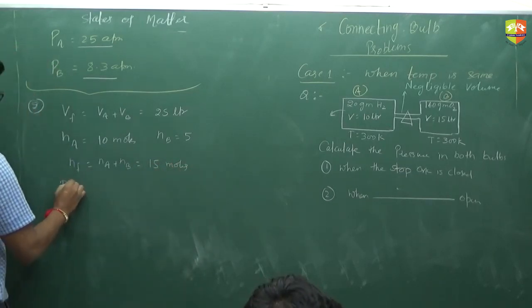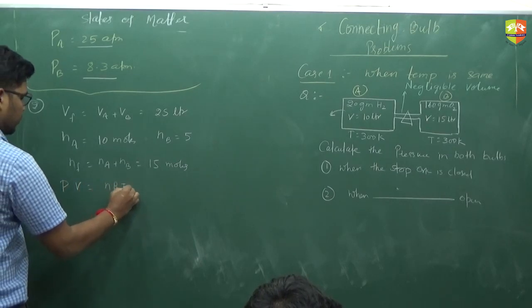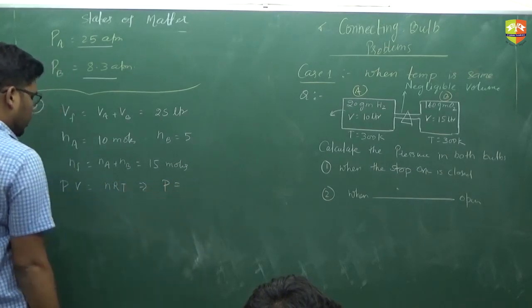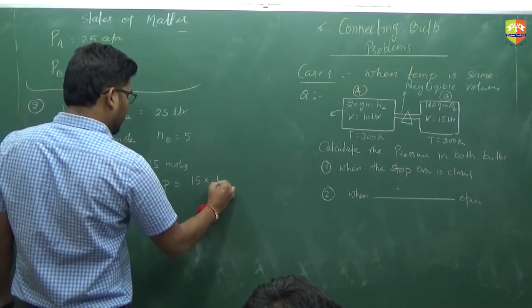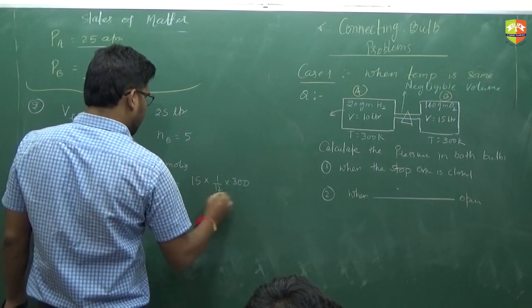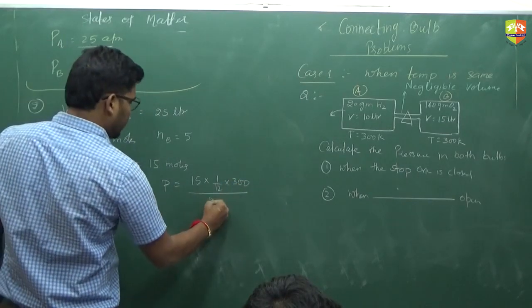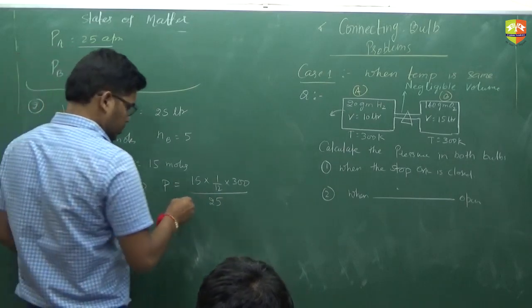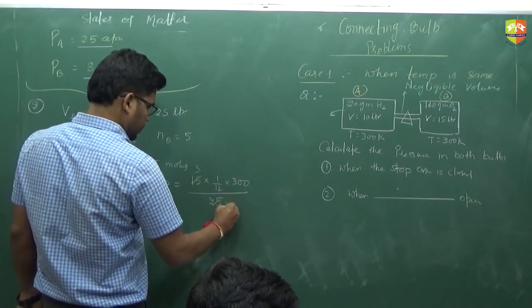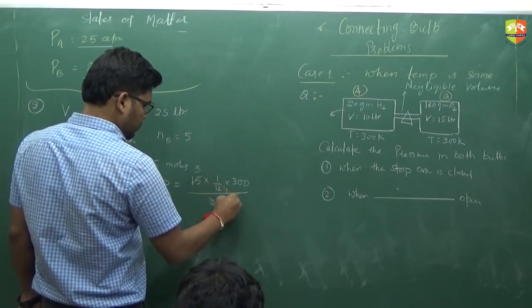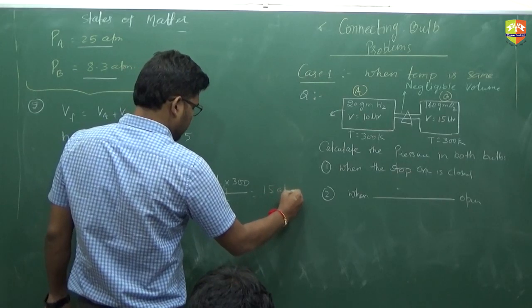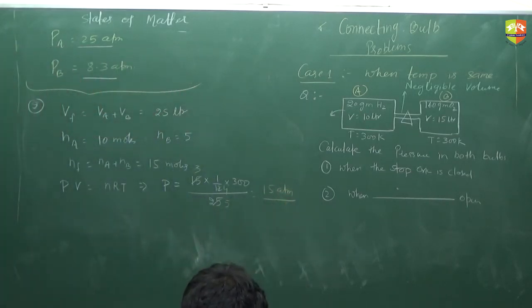And then we apply PV equals nRT. We need to find out the pressure. So pressure equals n is 15, R is 1/12, temperature is 300, divided by volume, which is 25. What would be the unit? 15 atmosphere. The pressure will be 15 atmosphere. So in both the bulbs, we'll have the same pressure after some time, and that will be 15 atmosphere.